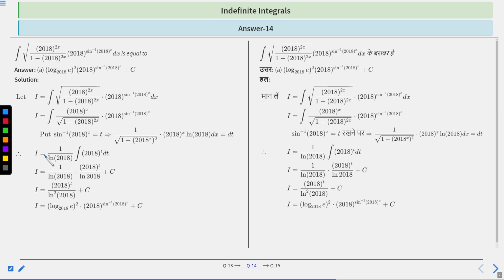Therefore, the final equation will convert to I is equal to 1 by ln 2018 times the integration of 2018 to the power t dt, right? What we have done, basically, is multiply and divide by ln 2018. So in this you will get dt and 1 by ln 2018 times the integration of 2018 to the power t dt, right? You will get this one, okay?